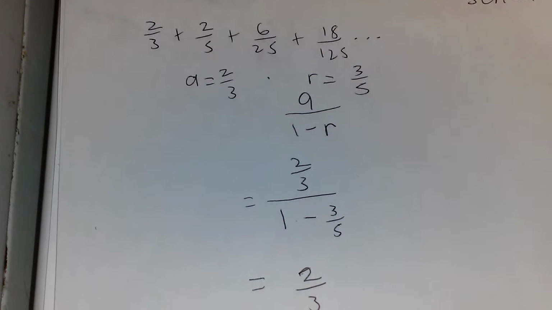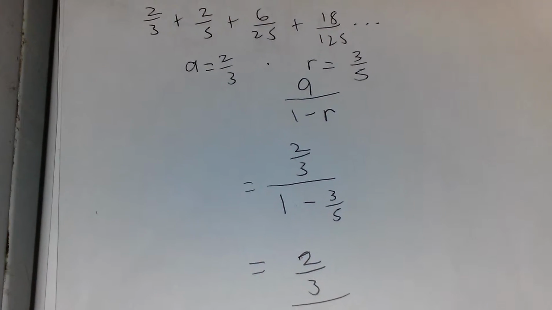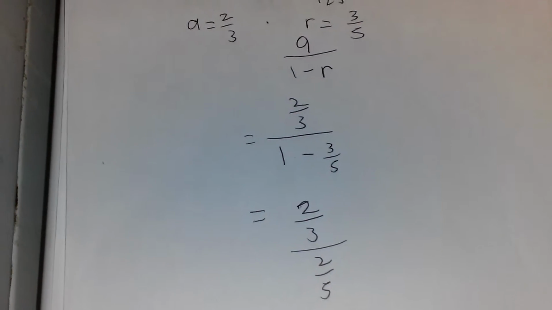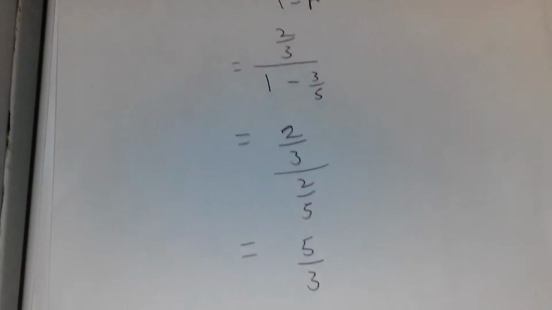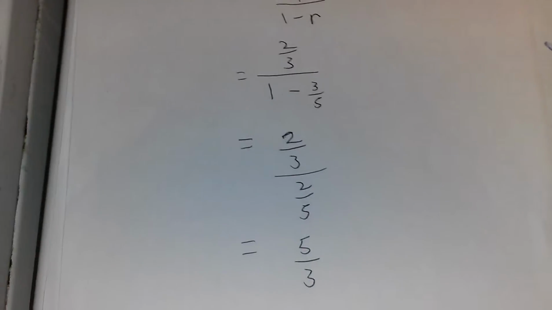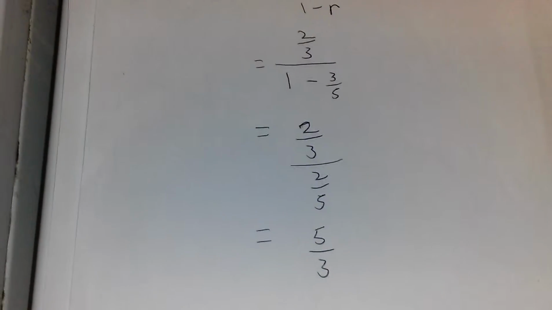So the sum is 2/3 over 1 minus 3/5. So you simplify 2/3 over 2/5, and then you get 5/3 as your answer. So the sum of the geometric series is equal to 5/3. So that helps her figure this one out.